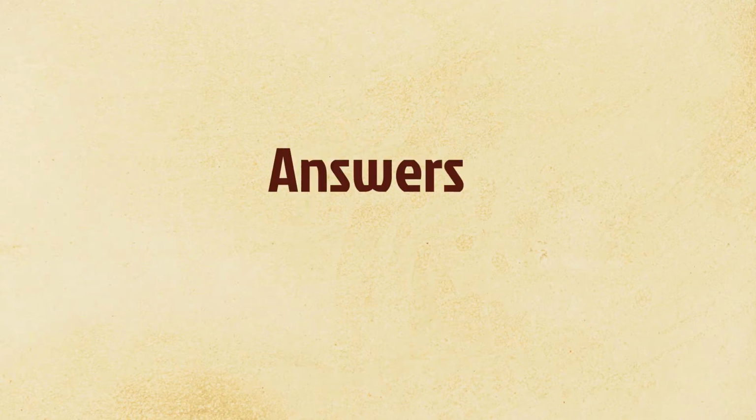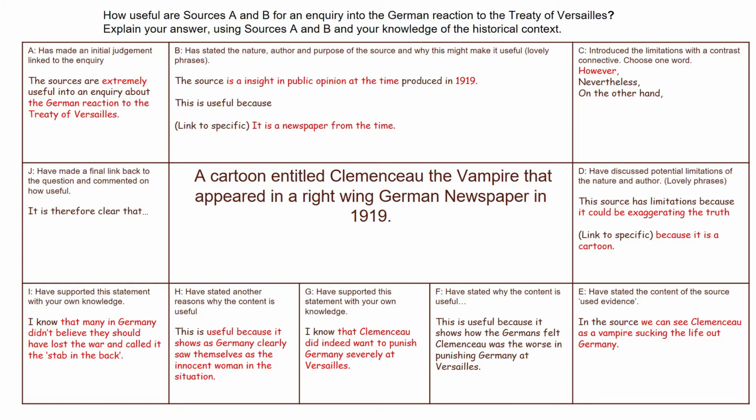So now I'll quickly go through the answers and how I would approach this type of question. Remember, they're not going to give you sources that aren't useful, so they're always going to be useful, but we've got to work out what they're useful for. So the sources are extremely useful to an inquiry about the reaction to the Treaty of Versailles. So we always start by relating back to the question. Always do that in any subject.